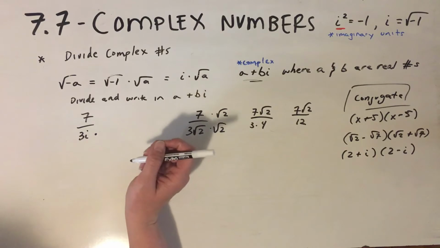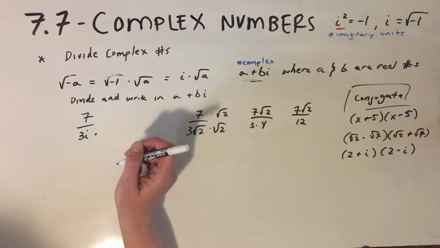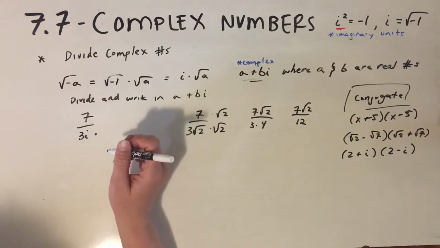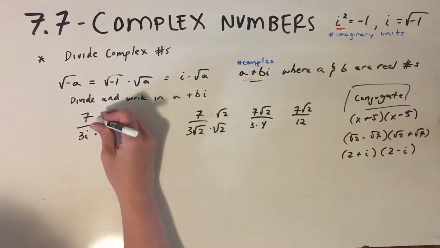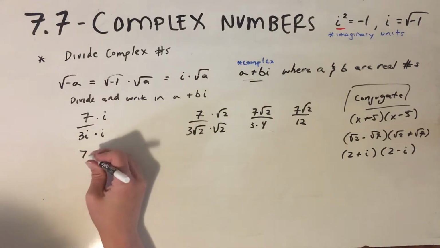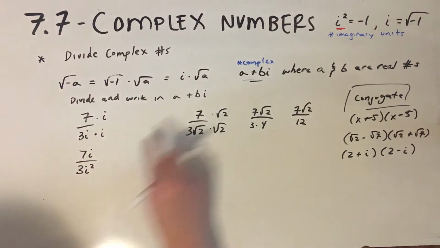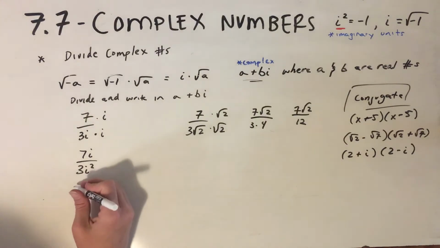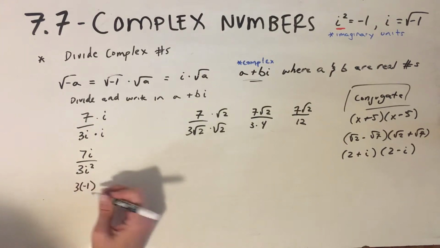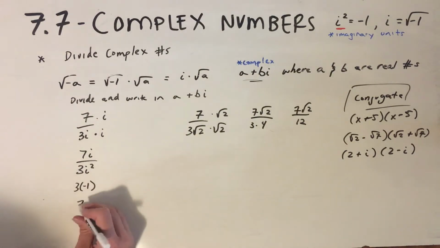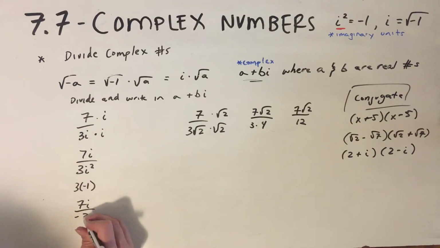So I am going to multiply both the top and the bottom by i. And that will give me 7i over 3i squared. Remember, i squared is worth -1, so this is really 3 times -1. So my end result here would be 7i over -3.